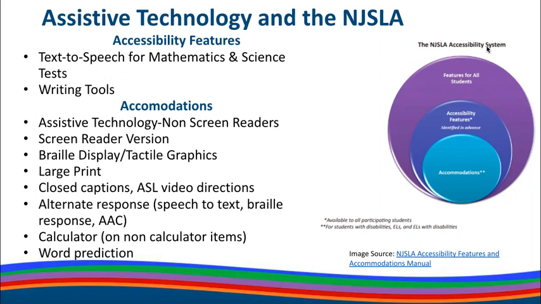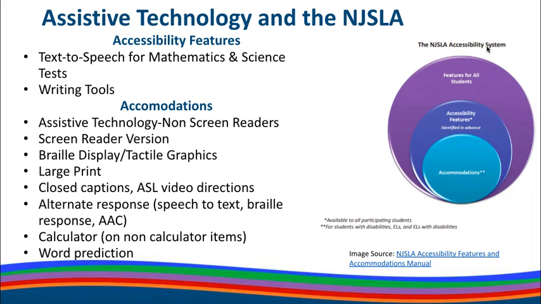Some accessibility features that can be accessed with advance notice include things like text-to-speech in math and science and advanced editing tools that can be used during free writing. Some tools can only be accessed if they are explicitly listed as accommodations on student IEPs.